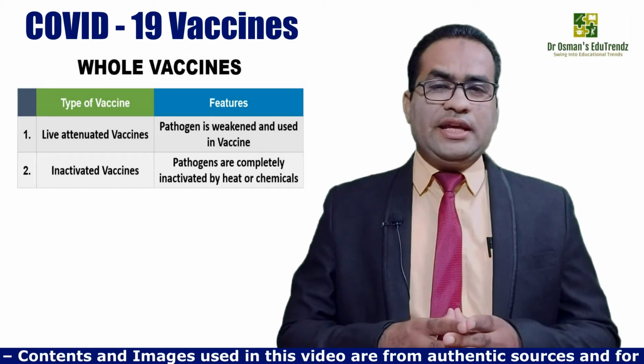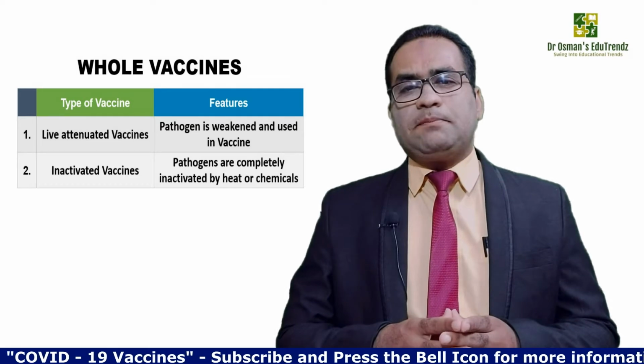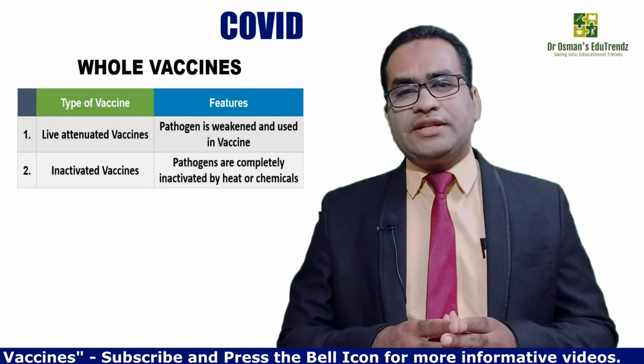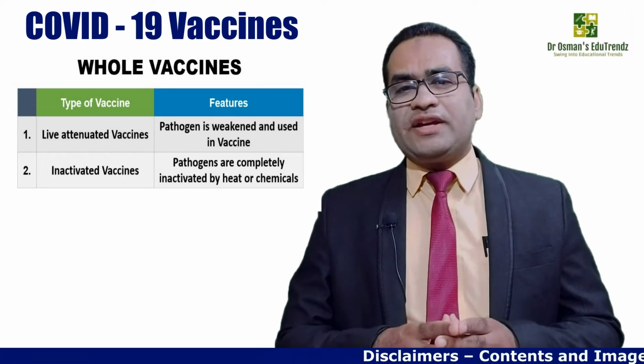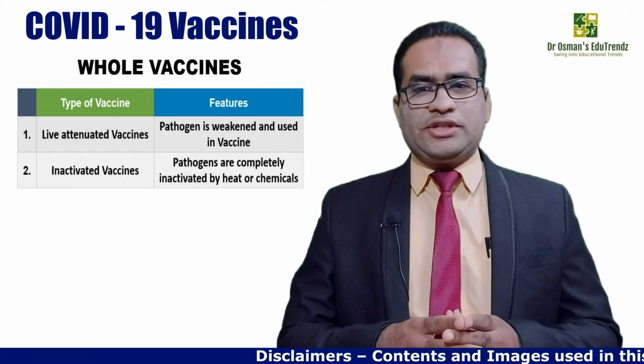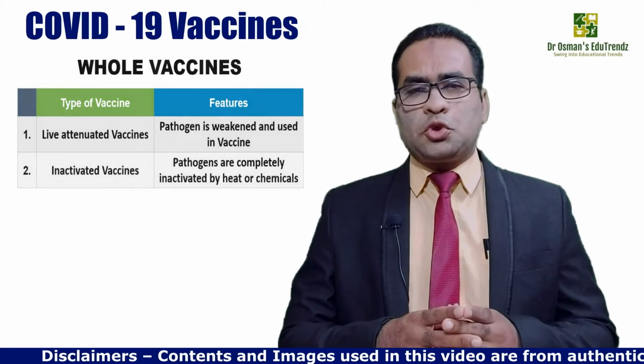The other category in whole vaccines is inactivated vaccines. In this type of vaccine, the pathogens are completely inactivated by heat or chemicals. These vaccines are less effective than live attenuated vaccines, but they are in fact safer and require multiple doses.